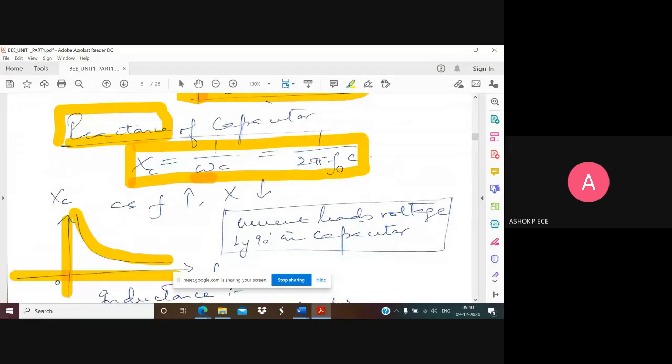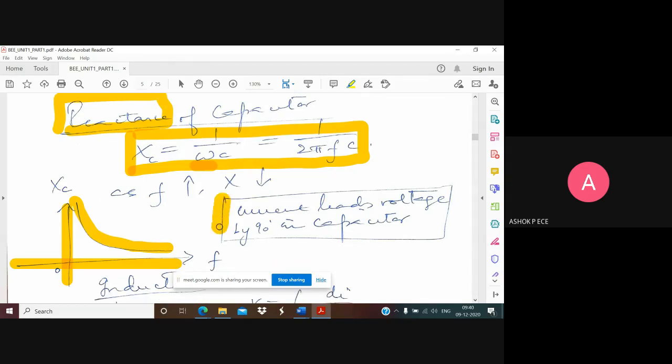So for a DC signal, the capacitance offers infinite reactance, or it is open. For a high frequency AC signal, capacitance offers zero reactance. It is going to behave like a short circuit. Okay. See, you need not remember everything. Just remember the formula for XC. From XC, you can make all the conclusions, whatever is required.